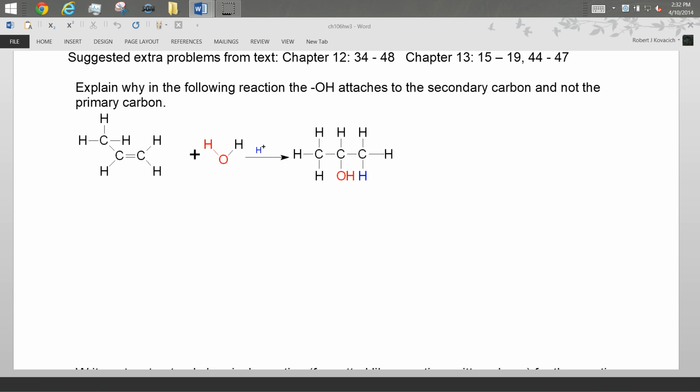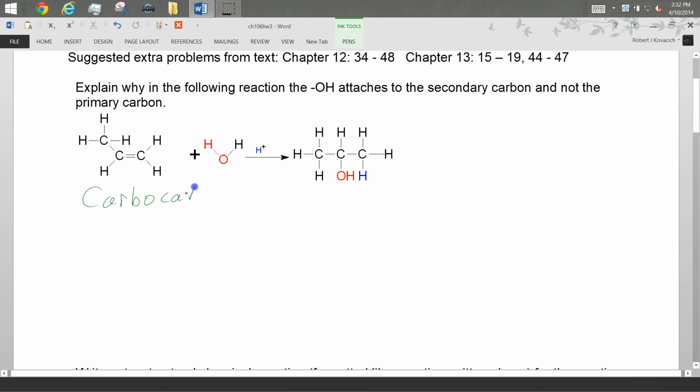Did we have a name for that positive charge? Do we remember what that was called? A carbon with a plus on it. Carbocation. Carbocation, that's right. I wrote it down somewhere. Oh, right there.